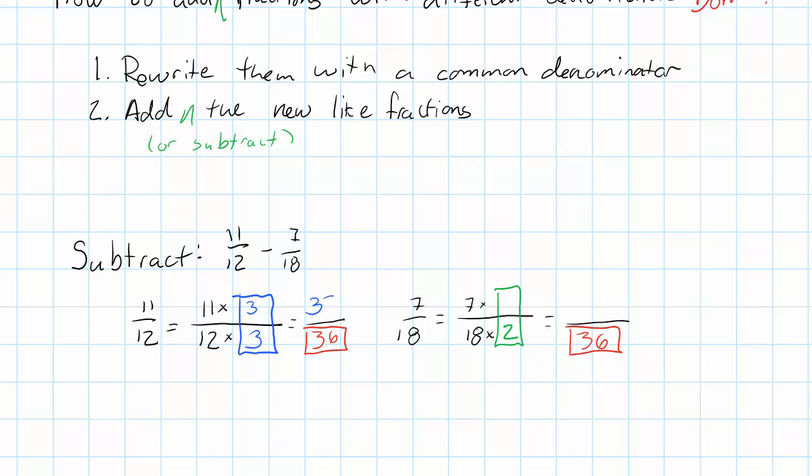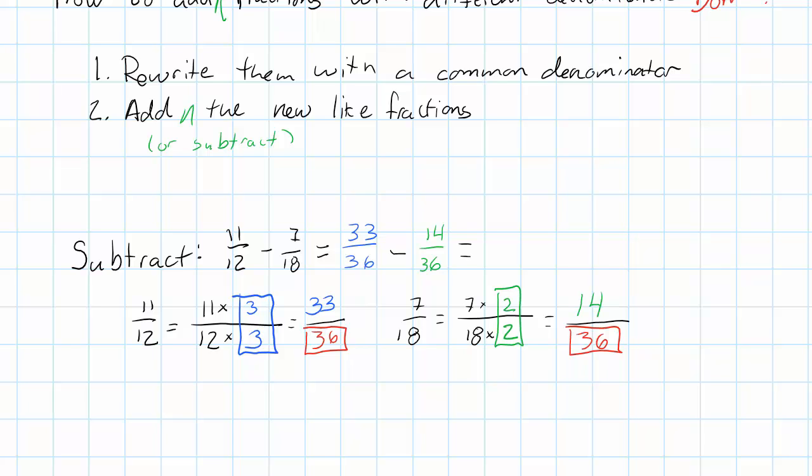11 times 3 is 33. Here I multiplied the denominator by 2. I have to multiply the numerator by 2. 7 times 2 is 14. So our subtraction problem becomes, instead of 11/12, we're going to write 33/36. Instead of 7/18, we're going to write 14/36.